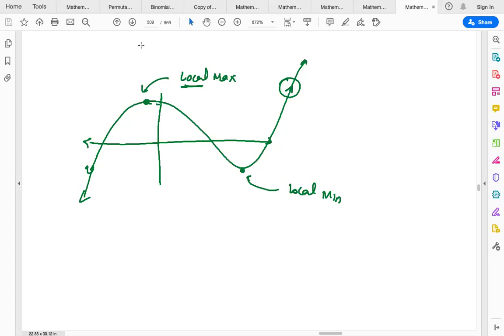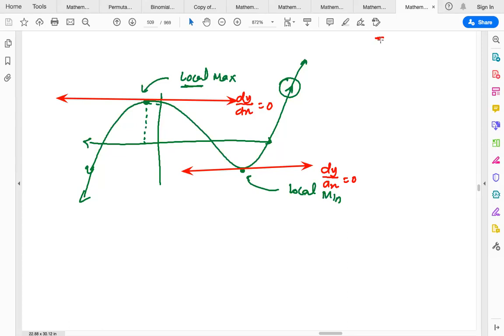Now, there are a couple of interesting things that we have to understand in order to understand the maxima and minima. The first thing is the slope of the tangent. When you draw the tangent at this point, the tangent is actually flat. And even at this point, the tangent is flat. So to get the coordinates, at these points you're going to equate dy by dx to 0.